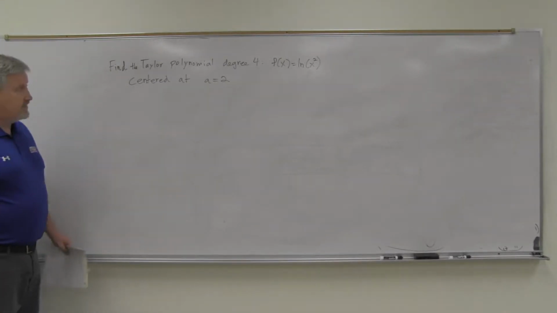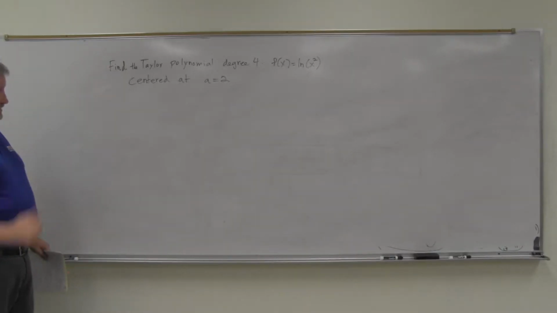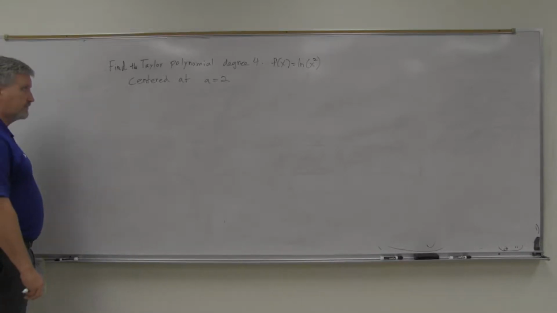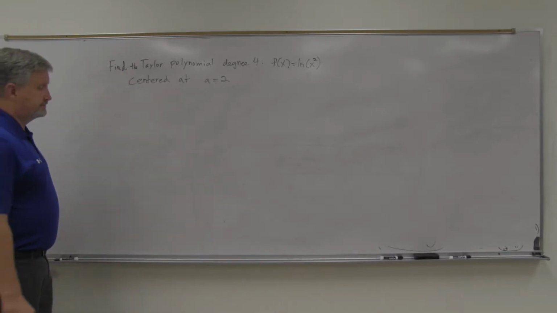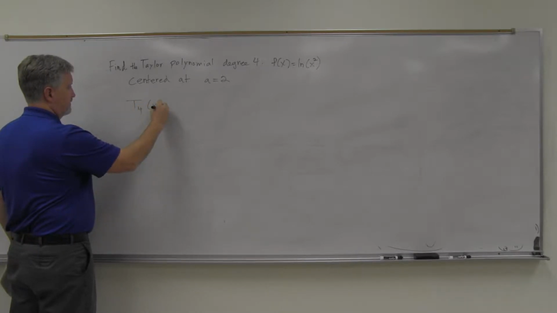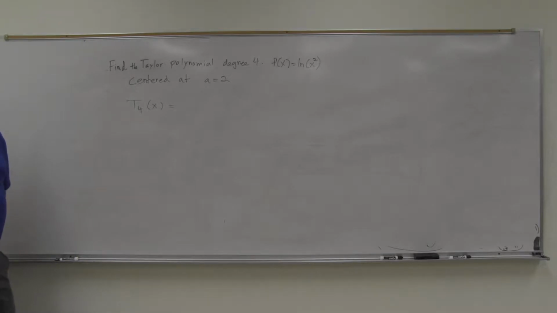Okay, so let's find the Taylor polynomial, degree 4, for f of x equals ln of x squared centered at a equals 2. Taylor polynomial degree 4, that's just T4 of x. And that just means we take the Taylor series out to n equals 4.